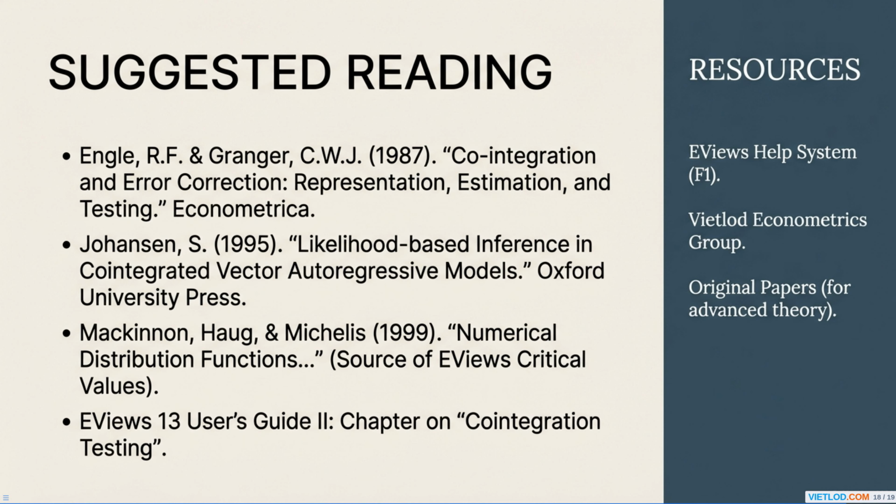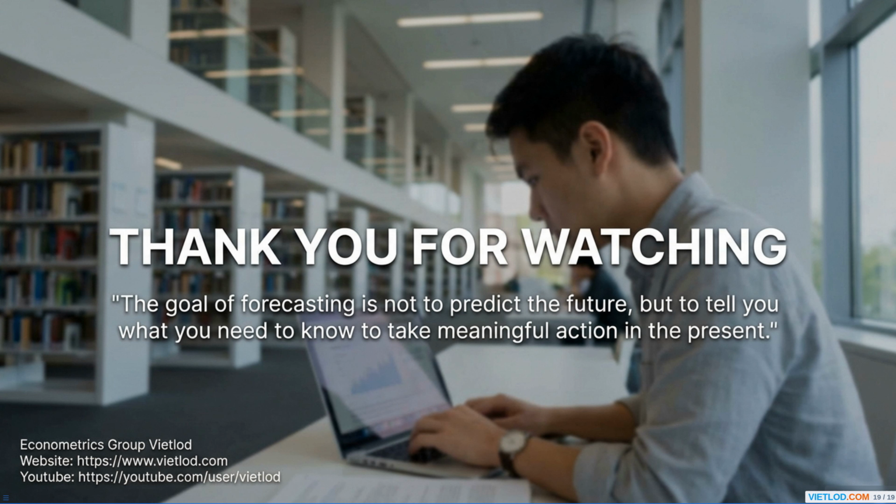This section provides a list of suggested readings and resources for further understanding of cointegration testing. The suggested readings include seminal works such as Cointegration and Error Correction: Representation, Estimation, and Testing by Engle, R.F., and Granger, C.W.J., 1987. Likelihood-Based Inference in Cointegrated Vector Autoregressive Models by Johansen, S., 1995, and Numerical Distribution Functions by MacKinnon, Haug, and Michelis, 1999. Additionally, it recommends the EViews 13 User's Guide 2, chapter on Cointegration Testing.